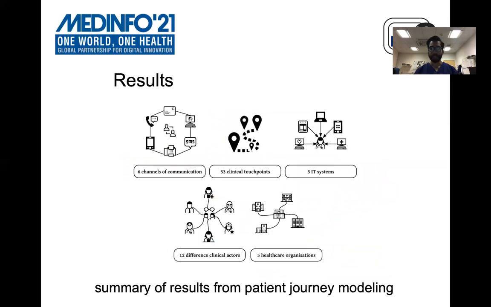Results of the swim lane analysis identified that there were several channels of communication at present. Patients had significant, over 50, clinical touch points along the pathway. Currently, there were 5 different IT systems in use, and this does not include the shared drive that the department implemented to manage transplant records. We found there were several clinical team members involved and a total of 5 healthcare organizations as part of the clinical pathway.